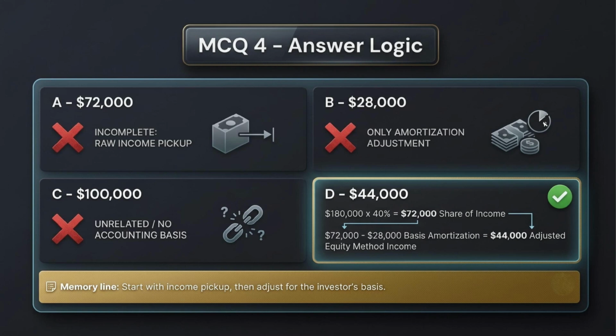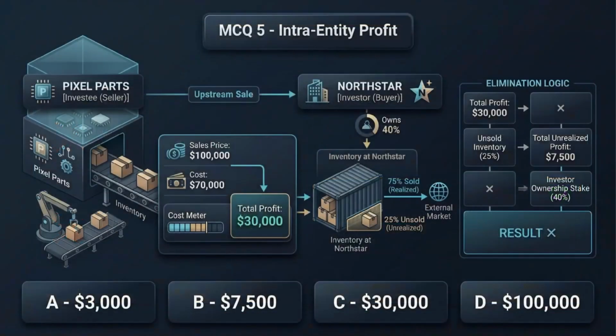Option D is correct because $180,000 times 40% equals $72,000 and $72,000 minus $28,000 equals $44,000. Start with income pickup, then adjust for the investor's basis. MCQ 5 tests intra-entity inventory profit elimination.